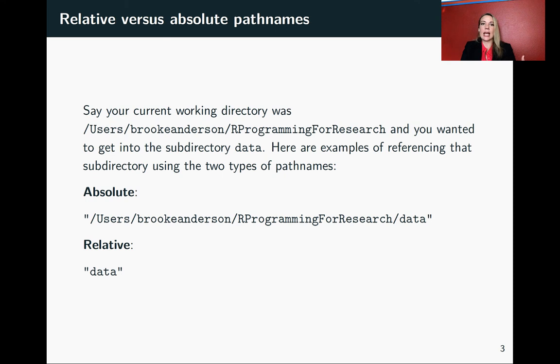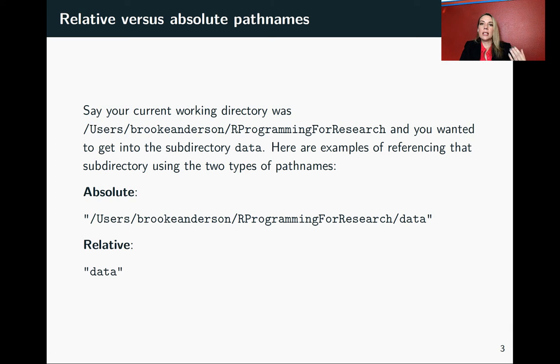So here's an example. Say that you are currently working in your home directory in a directory called R Programming for Research. So I put in here a path to the directory that we're working on right now. If you go back and revisit the slides from the last section, you'll remember that this kind of is giving those directions on the tree for getting down to a place inside your file directory structure. So the absolute path for this would be to give that full path through the trees of different directories to get to the file. So if I wanted to get into the subdirectory data for this, the absolute file path would give all of that information and end with data.